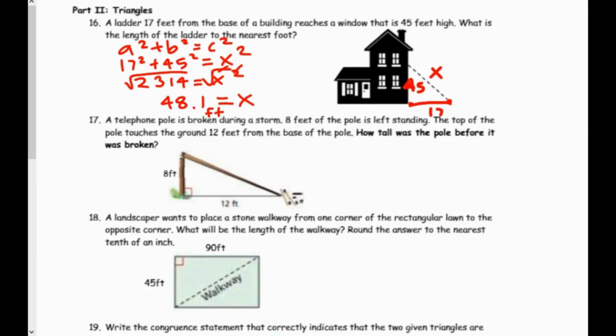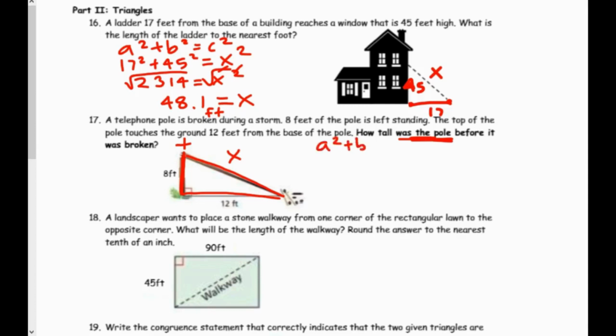Number 17, a telephone pole is broken during a storm. Y'all remember this one when we took this test? 8 feet of the pole is left standing, okay, right here. The top of the pole touched the ground 12 feet from the base. Okay, now how tall was the pole? So I want you to know the pole is this 8 feet plus this missing x. So yes, we're going to use Pythagorean theorem, but we have a last step where we need to add them together. So let's do this.